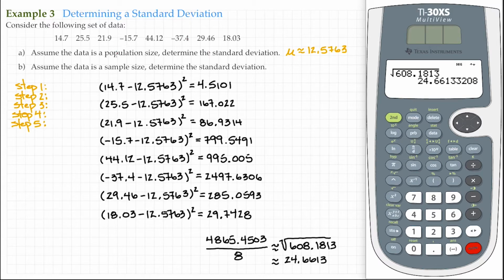So the standard deviation of this data, when it's considered a population, if we assume it's a population, it'll have a standard deviation, and we designate that standard deviation with sigma. Just like mu recognizes that this data represents a population, sigma is the symbol that recognizes that this is the standard deviation of a population. So that's 24.6613.